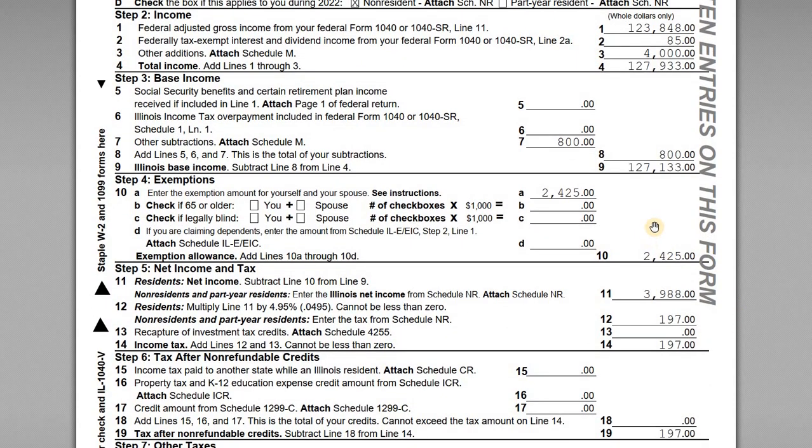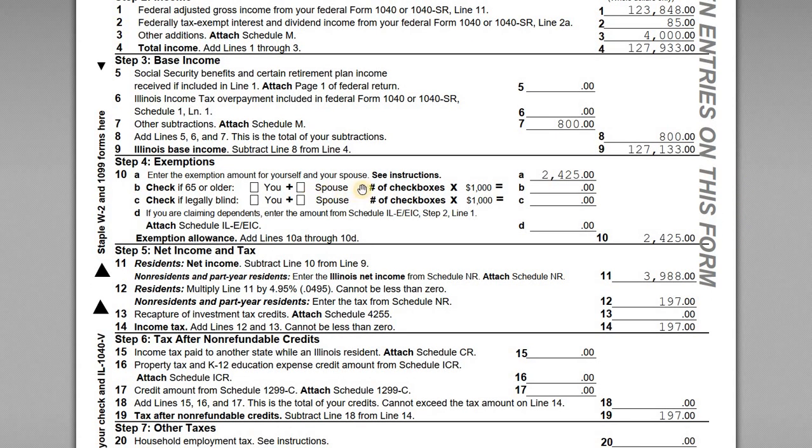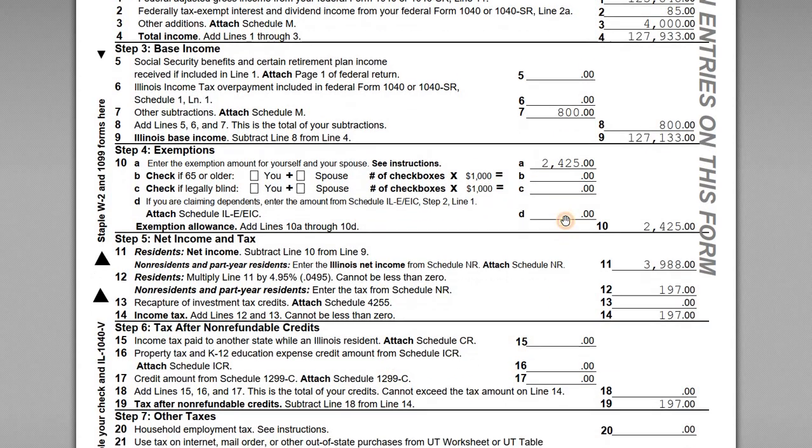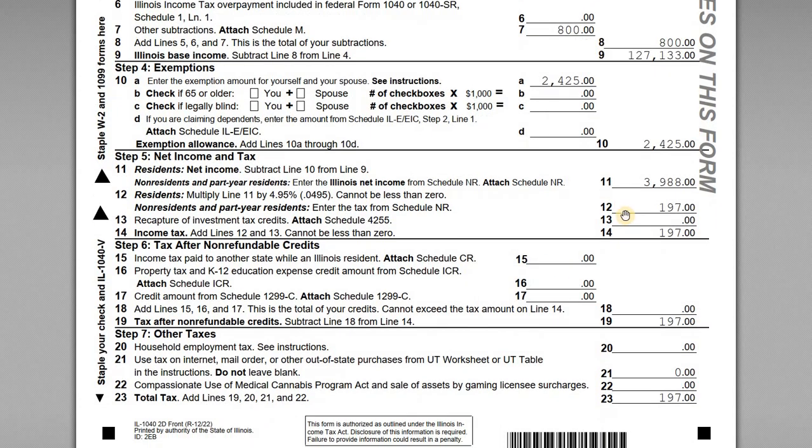So our adjusted Illinois base income after making those corrections is going to be $127,133. Now the exemption allowance here per person is going to be $2,425. Jacob here is unmarried, he has no dependents, so he's not going to add any others. And then now we get down to Step 5, line 11. So this is where we go over to the Schedule NR, figure out the numbers, and then come back to this.